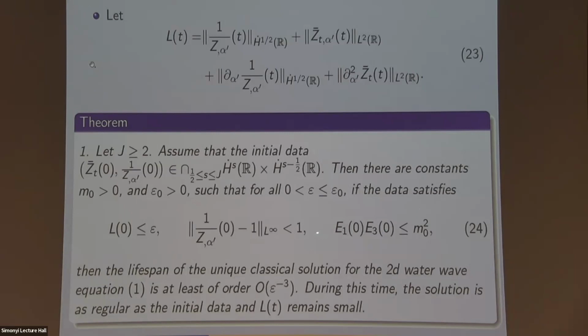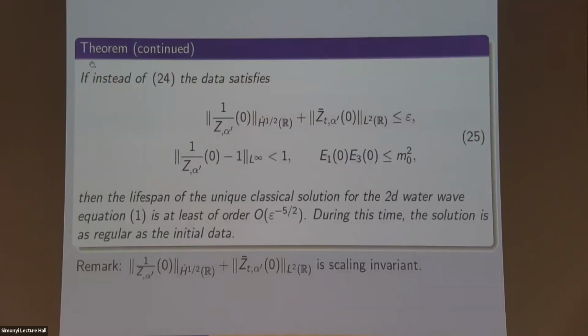And E1 times E3 is also a scaling invariant quantity. I'm going to explain that a little bit later. E1, E3 are really just energy functionals, right? And this is M squared. Then the lifespan of the solution is epsilon to the minus 3. This result holds both for the periodic and whole line case, so I'm not using dispersion here. And during this time, the solution is regular and this quantity remains small.